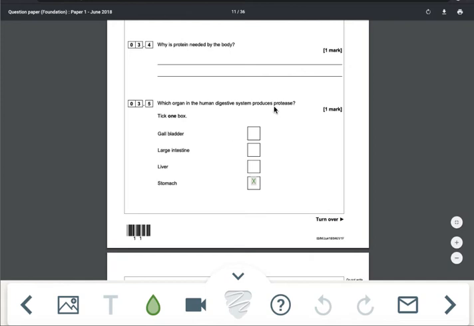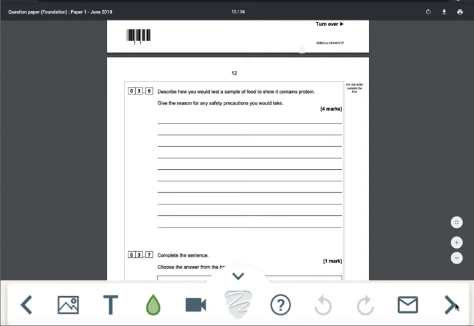If you just know what protease is, you can work off that to try and figure out the answer. If you straight away know where the protease is made, there's your answer as well. Whichever route you go down, as long as you get the answer, you're doing great.